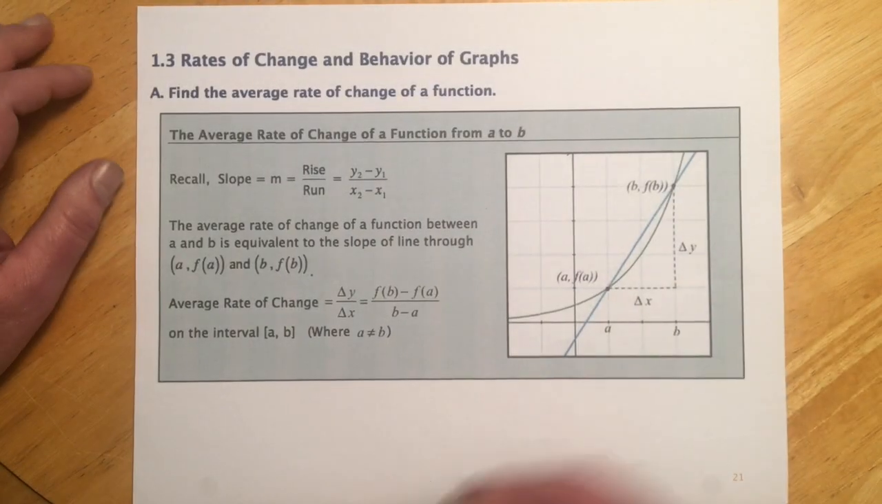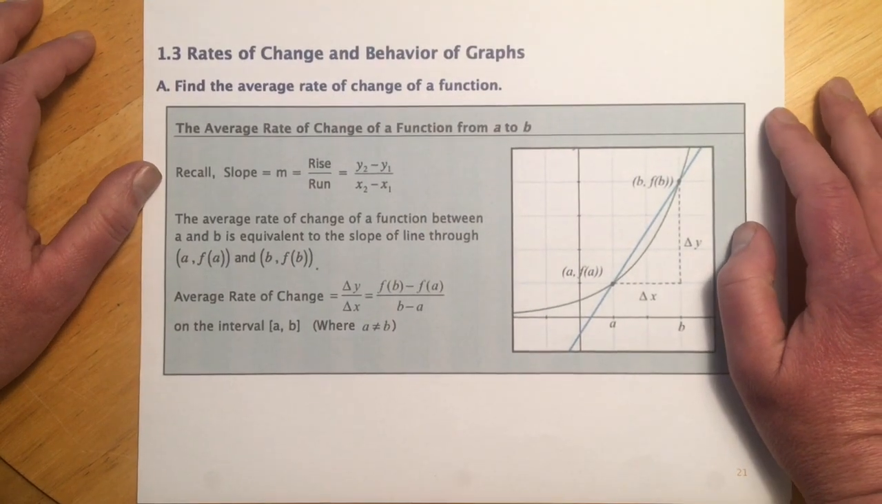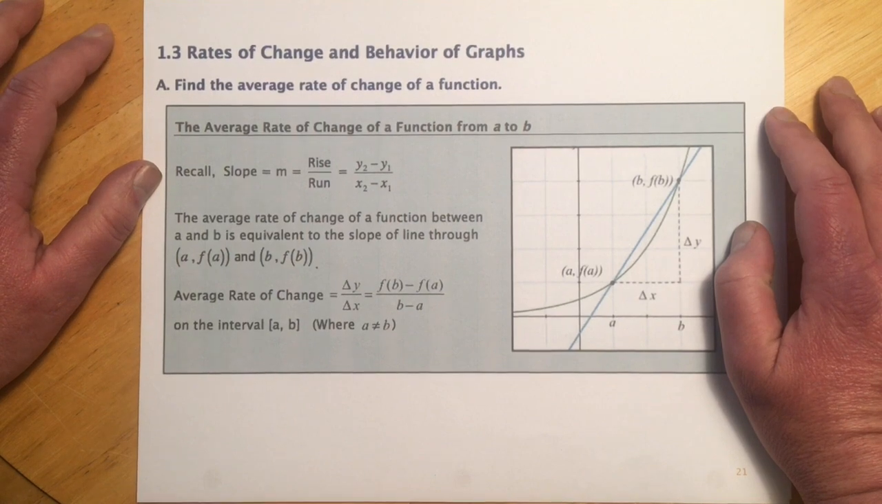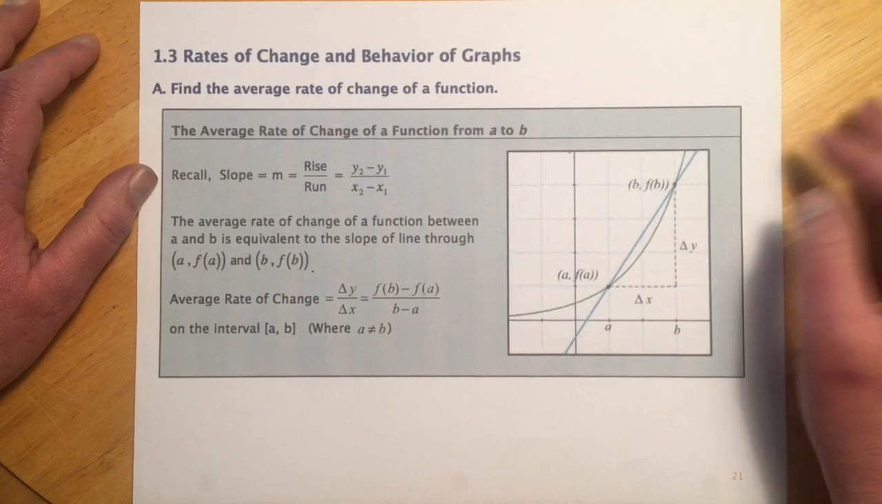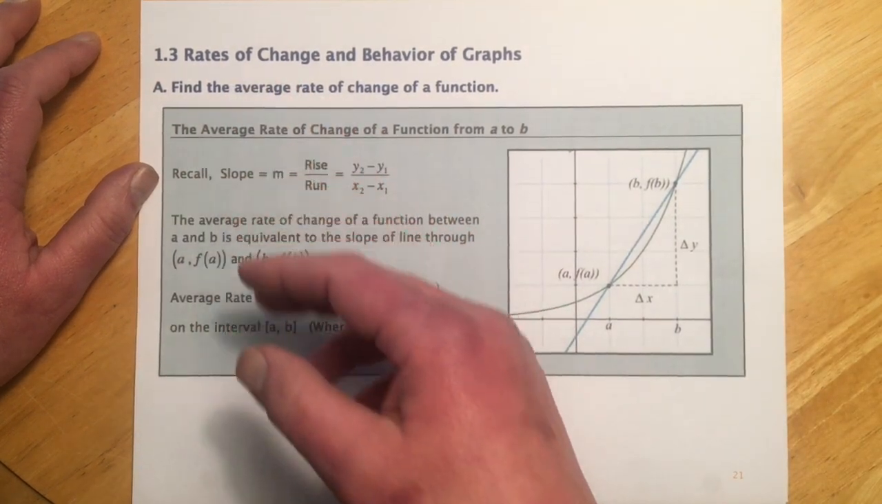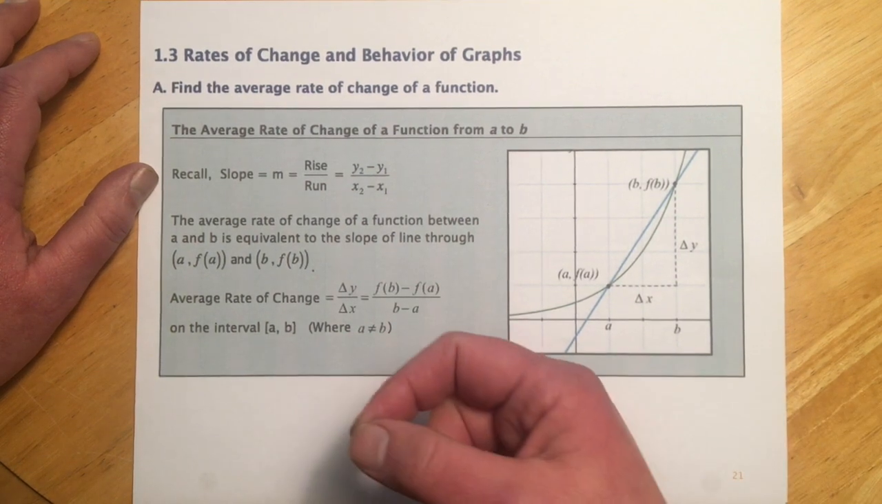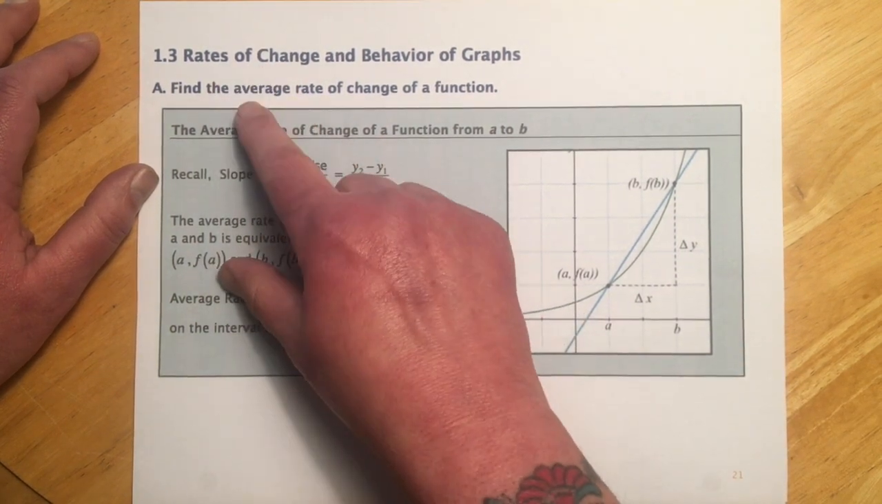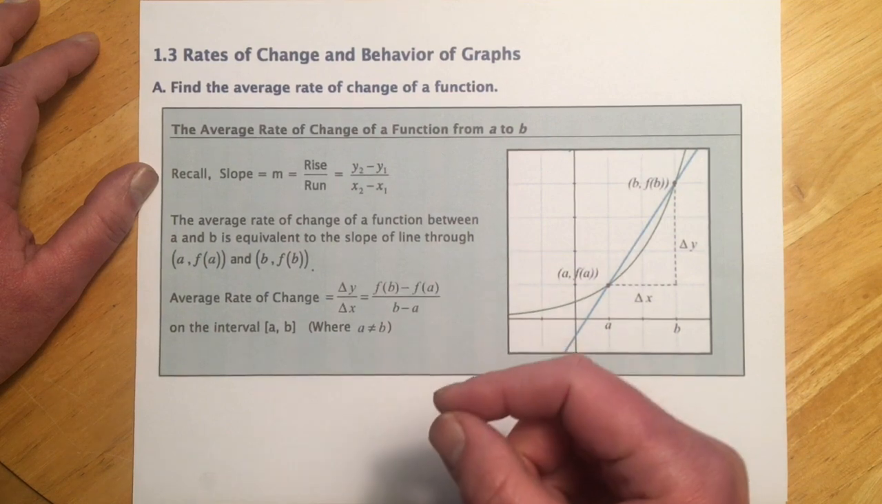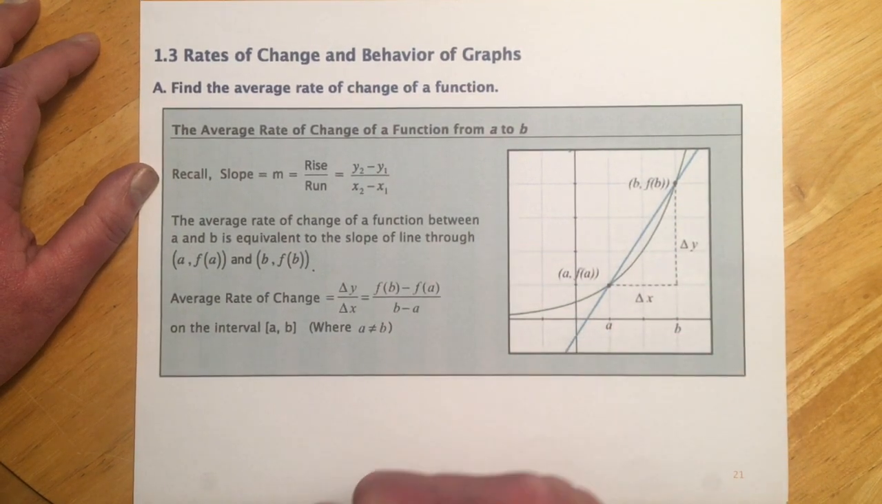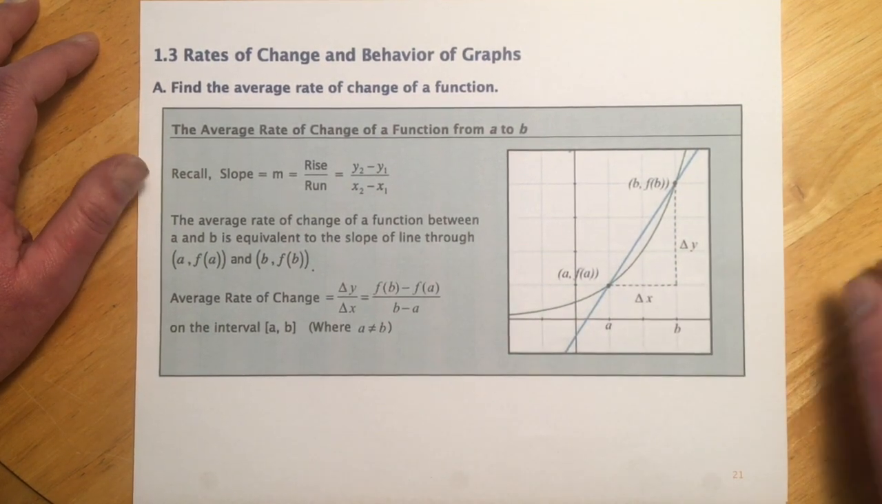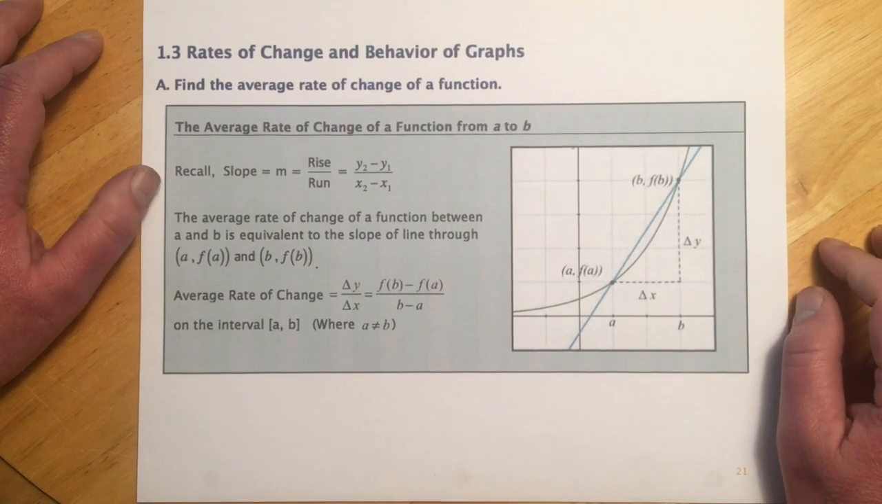Hey guys, so this is section 1.3, rates of change and behaviors of graphs. We're going to see three major ideas in this one. We're going to see average rate of change first, and then something called the difference quotient, and that's another rate of change thing. And behaviors of graphs, we're just going to do a little bit with increasing, decreasing, and constant at the end. So starting with average rate of change.